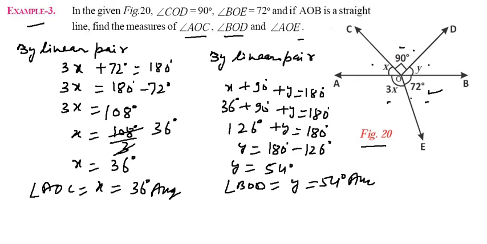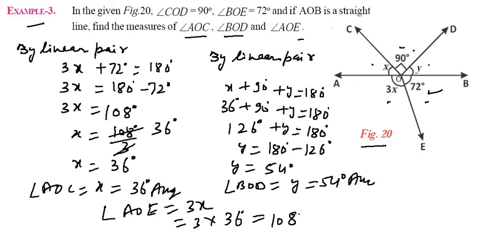Where is the AOE? So you can write here angle AOE will be equal to 3x. So you can put the value of x. So 3 into 36 degrees. So you can multiply: 3 sixes are 18, and 3 threes are 9, and 1, so it is 180 degrees. So that will be your third answer. So you can write this one is AOE.